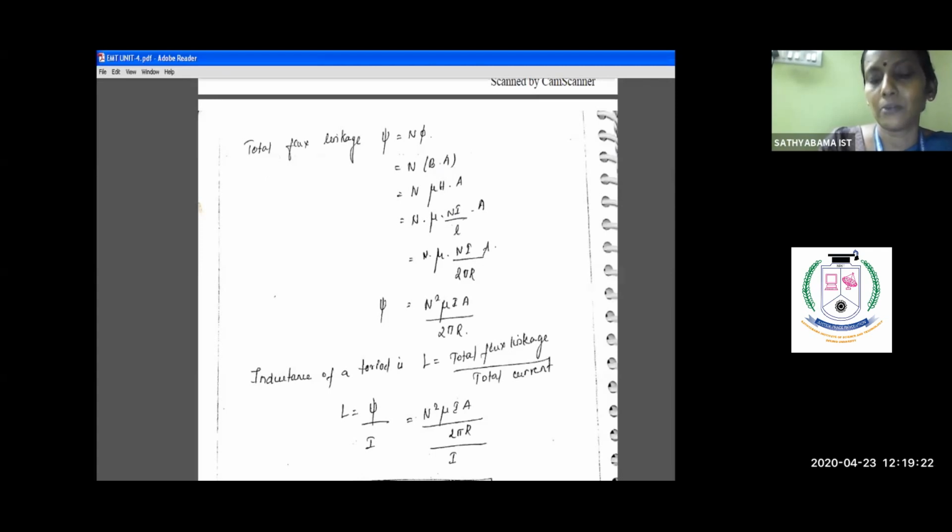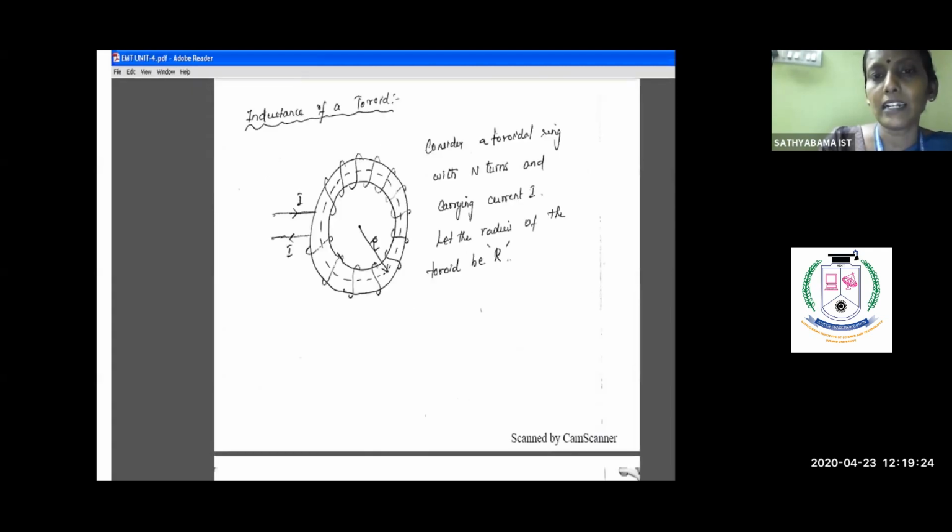And what is L now? L is nothing but your mean length of the flux path. So your mean length of the flux path represents your circumference here, which is nothing but 2 pi into capital R here. So we are replacing L, in the fourth step you can just see, L can be replaced as 2 pi capital R here.